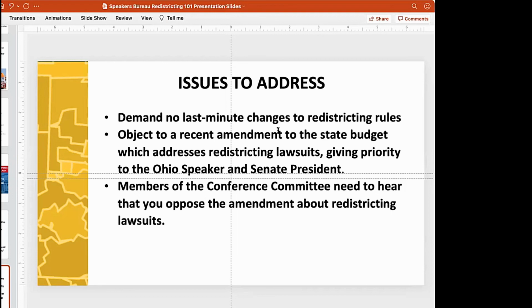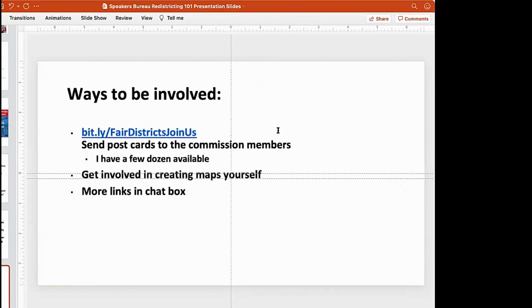So members of the conference committee need to hear that you oppose that amendment about redistricting lawsuits. I believe this is my last slide. I have a URL in here about how to get involved, but it's in the chat box. And again, I urge you to send postcards to the commission members. I have a few dozen available, and they come with a script of talking points that you can choose, and it has the names and addresses of all seven redistricting members.